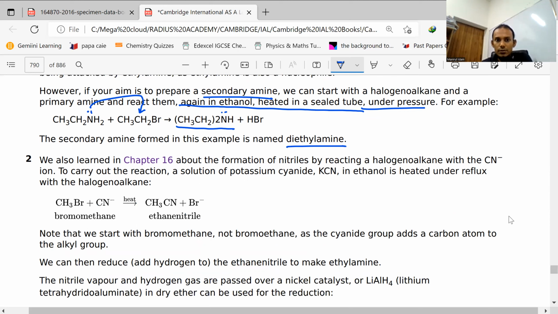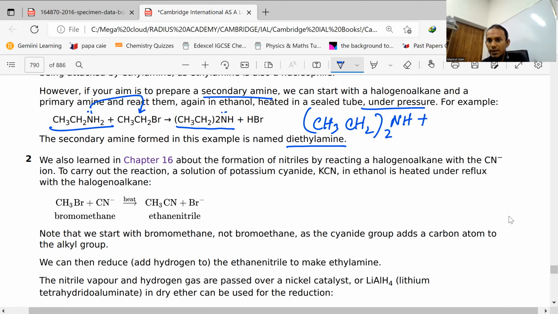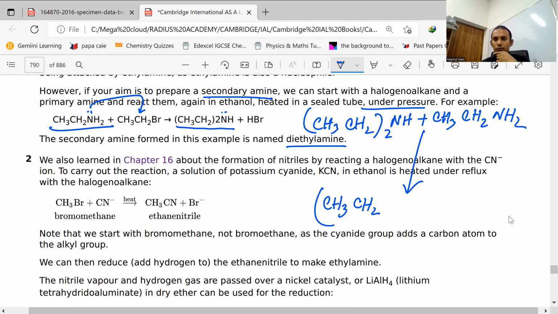So if this is CH3, let me write it, you can write this down if required, (CH3CH2)2NH. If it reacts again with alkylamine, meaning ethylamine, CH3CH2NH2, then what forms? Write this down: CH3CH2 group, how many do we have now? Three, N, right? Plus HBr. What did I write? This is Br. It reacts with the halogen alkane, so HBr, right? Even this can react further.